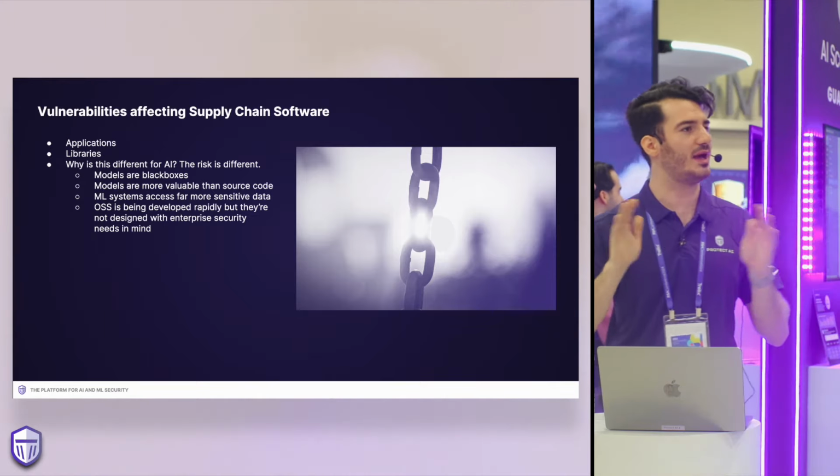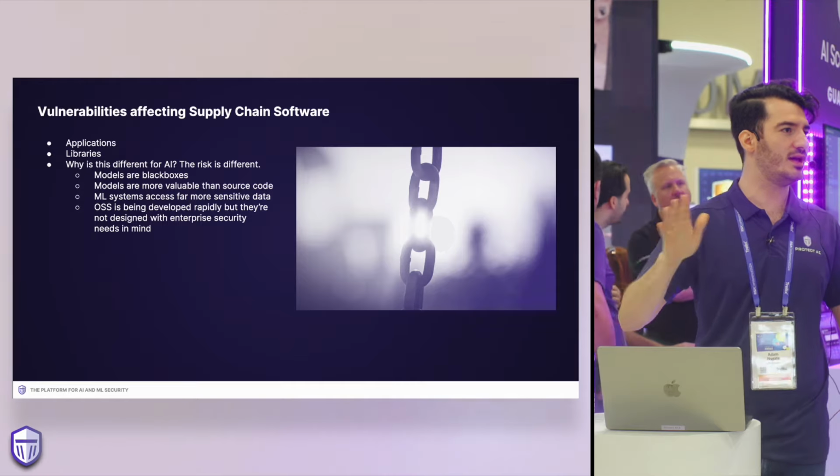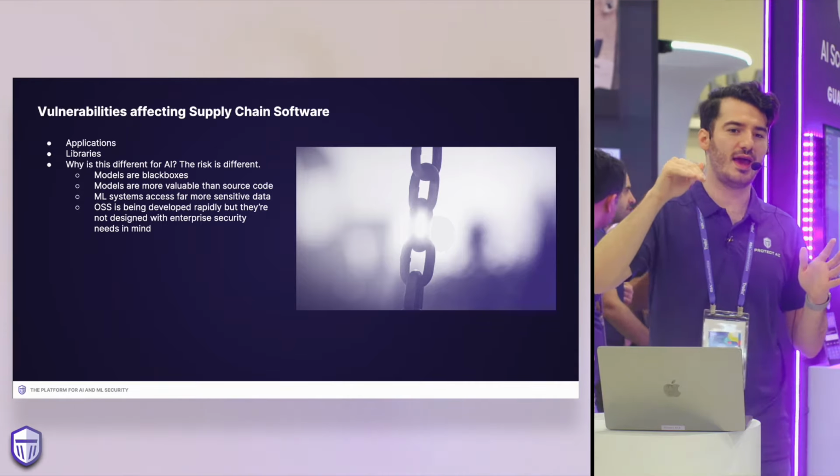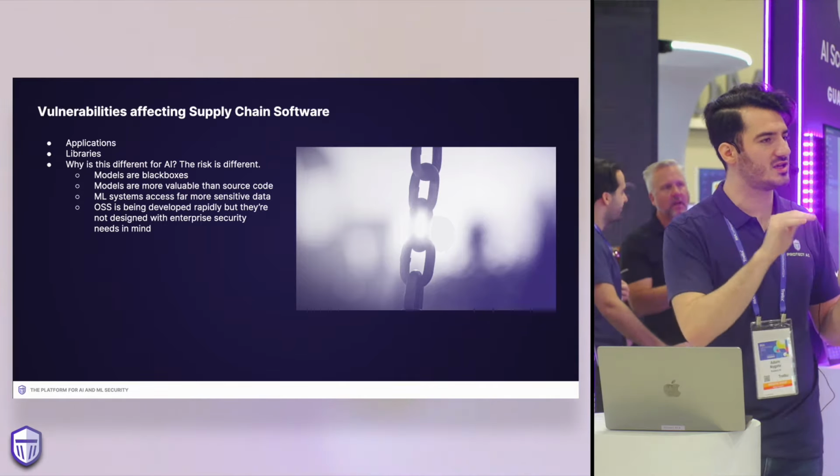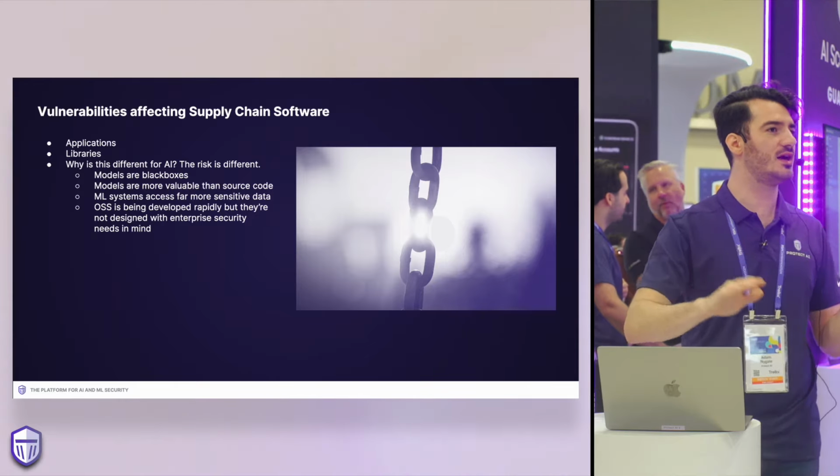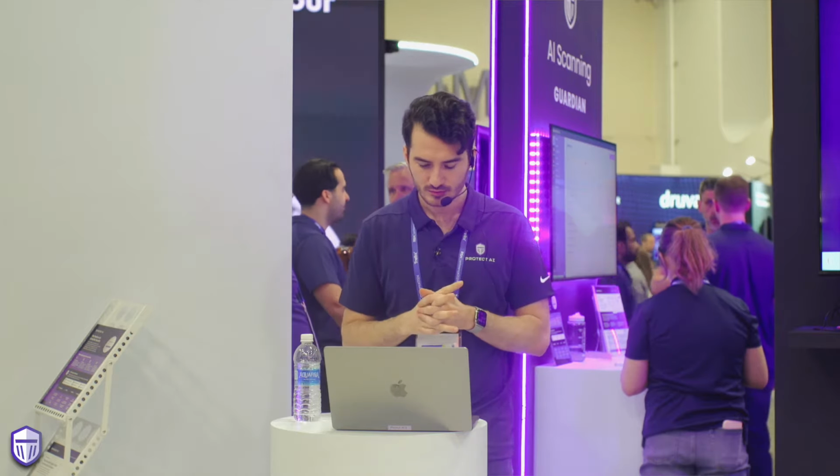However, models are different. They're black boxes. We can't understand really by looking at them what they do. So if an attacker has been able to manipulate the weights of a model, we have no idea what the end results of that manipulation will do. We can't even detect for it.